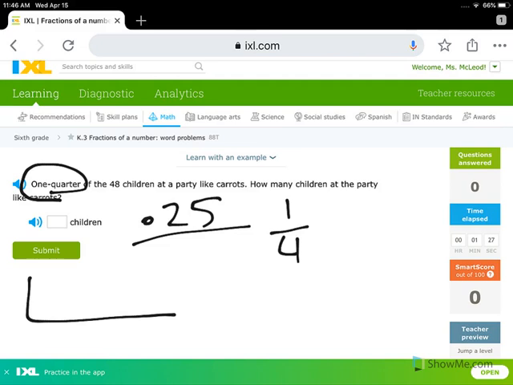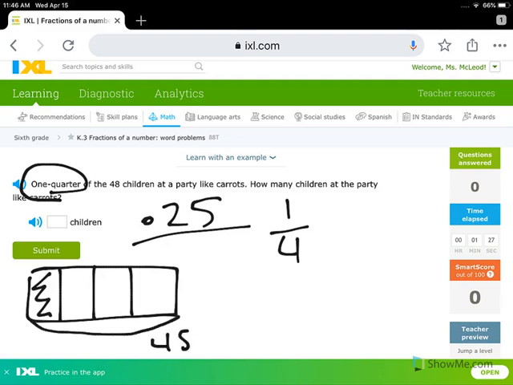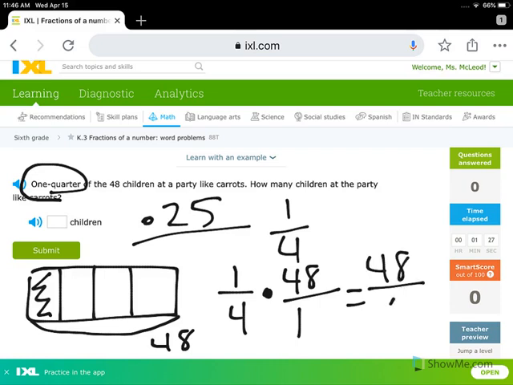So as a fraction, 1/4 is 1/4. You can draw a visual representation. That means we have 1 out of the 4. That's how many we want. And we know that the total is 48. So your way of doing that is to do 1/4. You're actually going to multiply. We'll talk about why in a second. 48 over 1. We have 48, and then you do 4 times 1, which is 4.